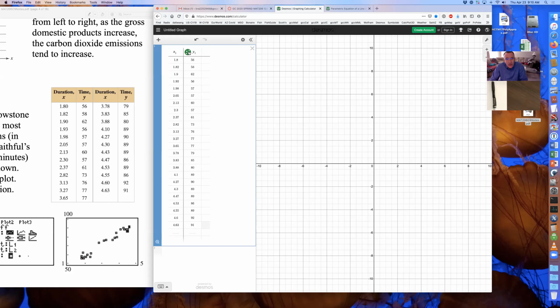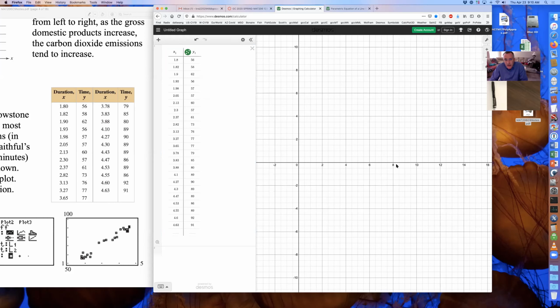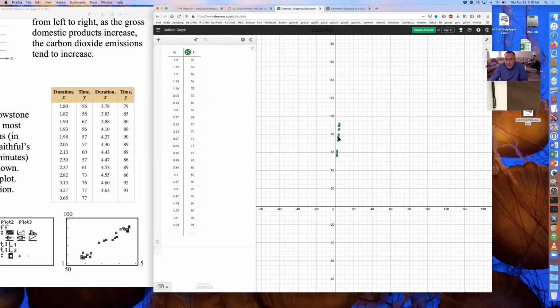So then what? Notice that they're green and notice that they're turned on, but I don't see them. That's because my X's are between, say, 2 and 5. I can see 2 and 5. There's the X's between 2 and 5, but my Y's are between, I don't know, what's the small one? It looks like the small one's about 56 and the big one's about 92. So I need 50 to 92. So I can zoom out like this, and there they are way up here.